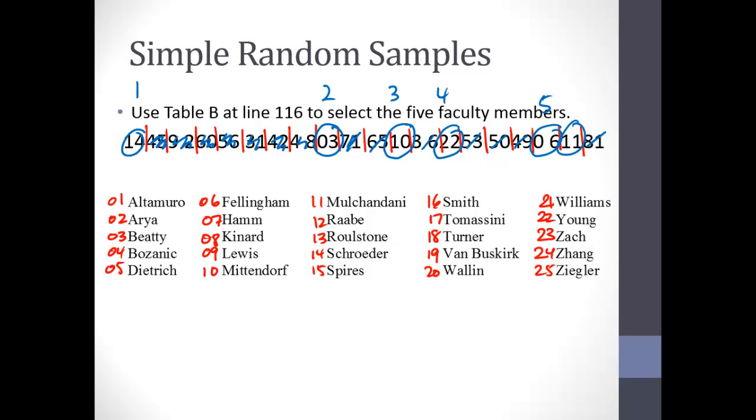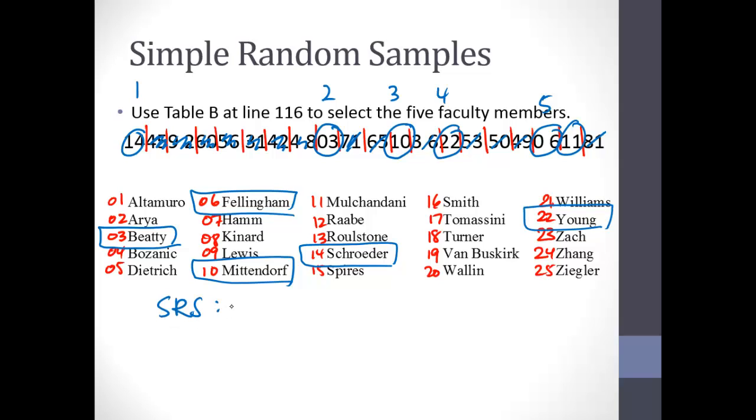So the labels that I chose here are number 14, number 3, number 10, and number 22, and number 6. And so my simple random sample is going to consist of those 5 faculty members. So my simple random sample is going to be the 5 people I have circled here.